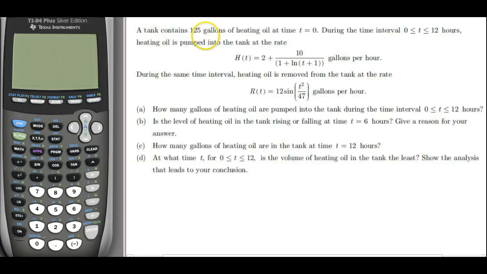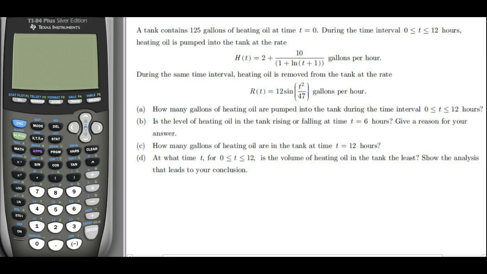A tank contains 125 gallons of heating oil at time t equals 0. During the time interval t between 0 and 12 hours, heating oil is pumped into the tank at the rate of h of t equals 2 plus 10 over 1 plus natural log of t plus 1 gallons per hour. And during the same time interval, heating oil is removed from the tank at the rate of r of t, so 12 sine of t squared over 47 gallons per hour.